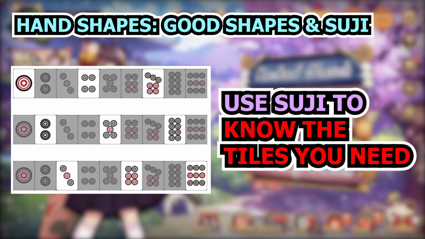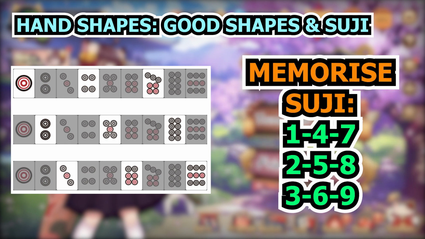Suji is really important for knowing what tiles you're waiting for. You don't have to memorize the Suji pattern now, especially if you're just starting out. But for those who want to properly play Mahjong, memorizing these patterns 1-4-7, 2-5-8, and 3-6-9 is a must, because you're going to use them very often.